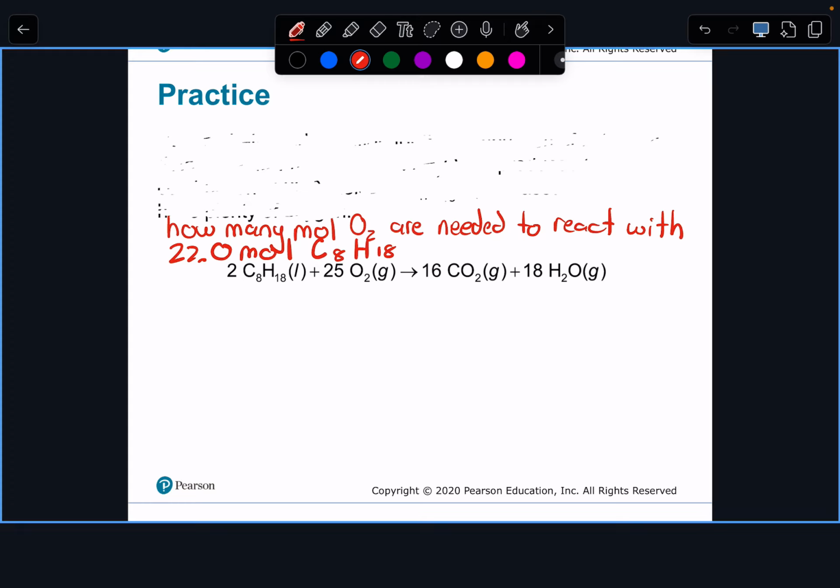The other way you could also do it is sometimes you'll say, I made a certain amount of product. How much reactant did I use? So like, I made 3 pizzas. How much cheese did I use to make those 3 pizzas? So you can compare any two chemicals.